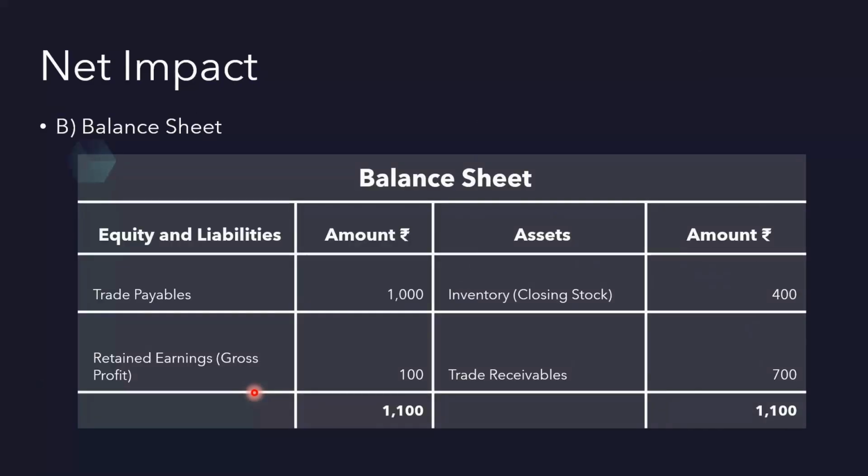In the balance sheet, we have inventory or closing stock worth rupees 400, trade receivables from the sales worth rupees 700, trade payables from the purchases worth rupees 1000, and the gross profit carried down from the trading account worth rupees 100. So only after the manual closing entry that I had passed at the end of the period, my inventory appears as an asset in the balance sheet and the COGS figure becomes accurate.